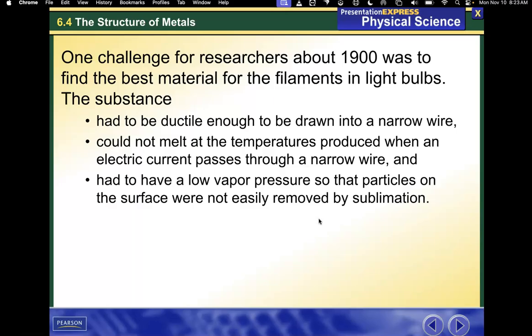One challenge for researchers around the year 1900 was to find the best material for the filaments in light bulbs. The substance, one, had to be ductile enough to be drawn into a narrow wire, so it had to be easily shaped. Two, it could not melt at the temperatures produced when electric current passes through a narrow wire, so it had to have a really high melting point. And three, it had to have a low vapor pressure so that particles on the surface were not easily removed by sublimation. So a lot of specific things that they're looking for in this material.